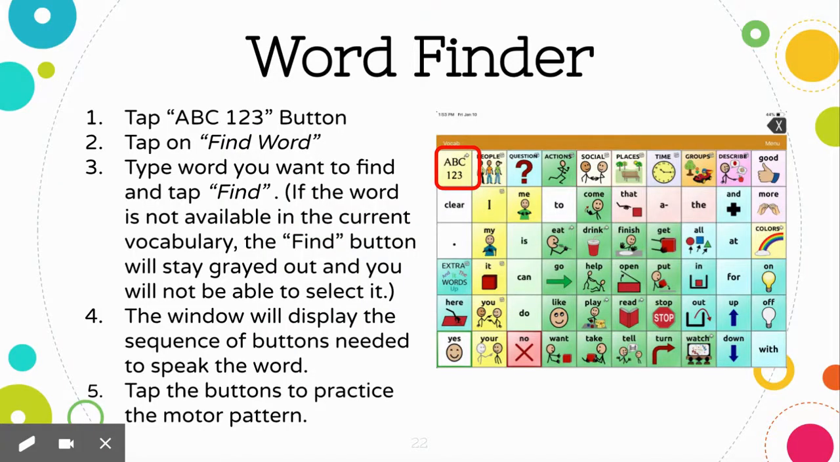This slide has directions for using the word finder feature with the steps written out in case you prefer that. So again, tap the ABC 123 button, tap on Find Word, type the word that you want to find, and then follow the directions from there. If you don't get a result when you type a word and hit search, that means that word is not contained within the vocabulary and we might want to consider adding it.